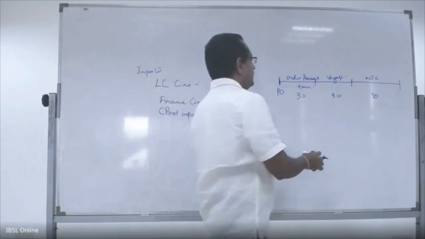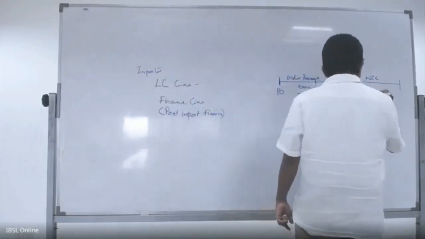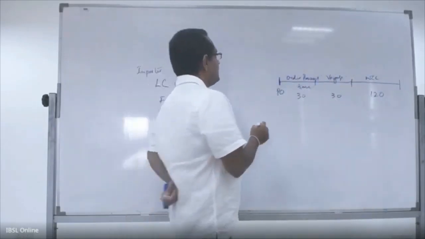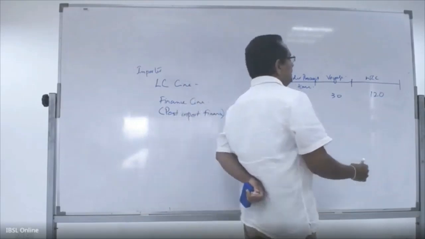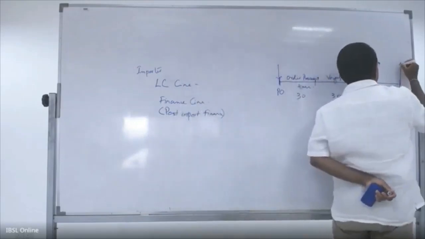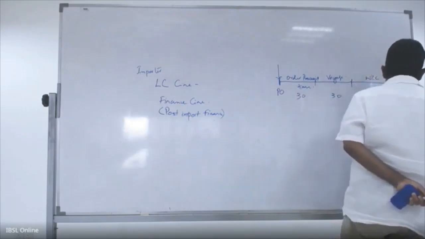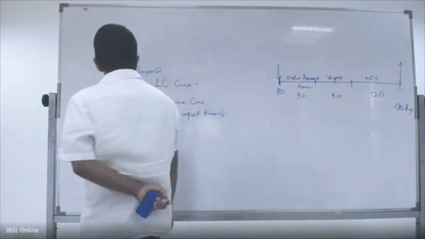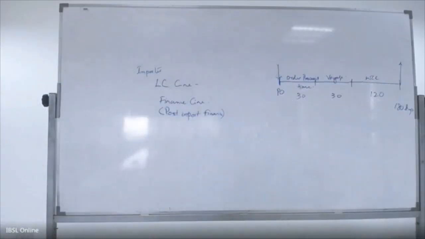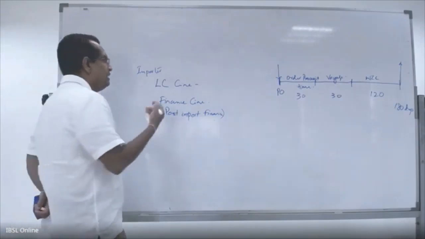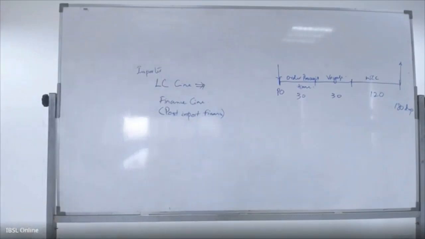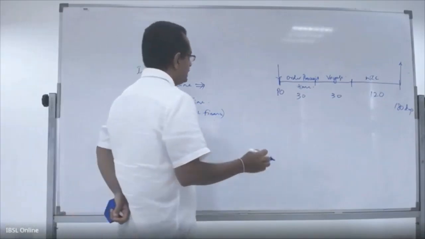We'll make it basic. 120 days. Right? From the time the LC opens till we get the money from the customer, the total is 180 days. So we have to find out what limit should be given to this customer. Okay. How do we do that?